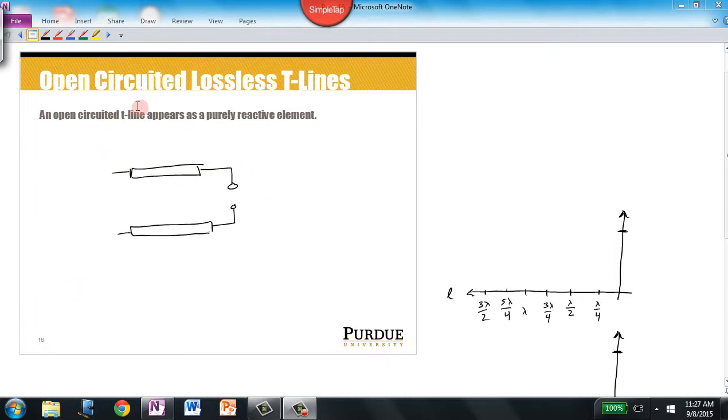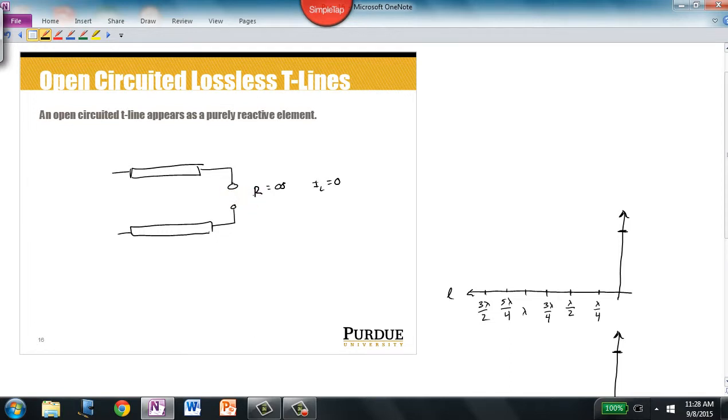The last of the three special case transmission lines that I want to look at is the case of the open circuited lossless transmission line. For an open circuit, the resistance across the load is equal to infinity. There are two observations we can make here. First, the load current has to be equal to 0. No current can be flowing through there.